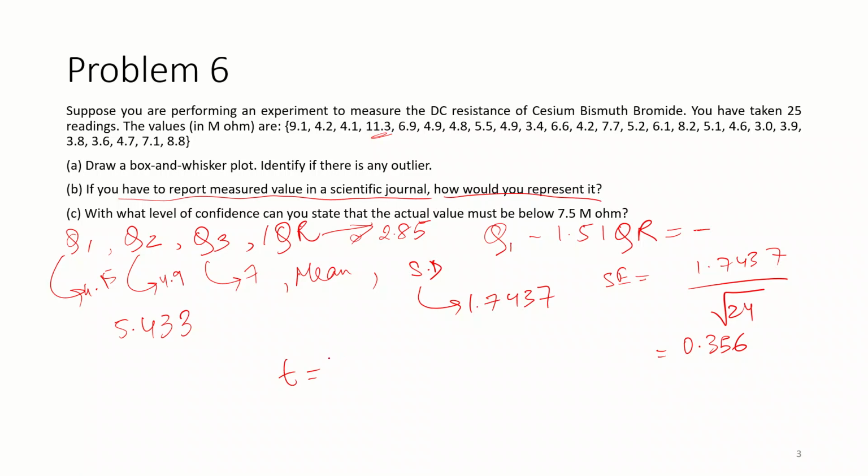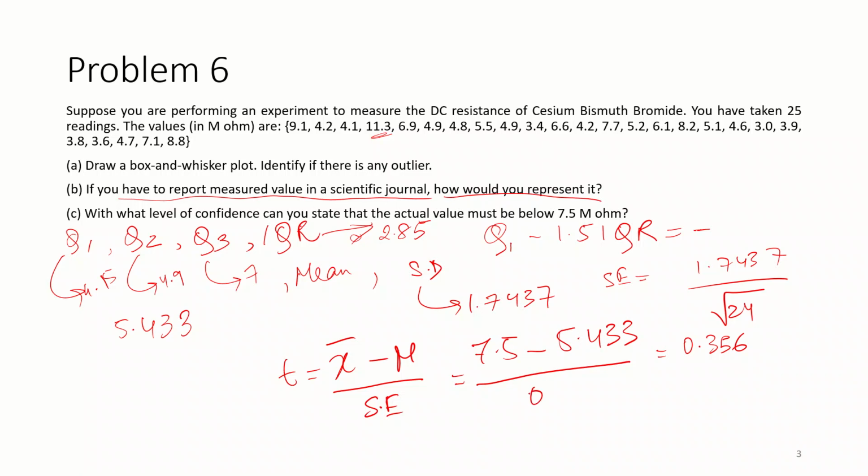So what will be the term here? The test statistic equals x bar minus mu, divided by the standard error. So this will be 7.5 minus the mean, divided by the standard error. I am assuming you have calculated it correct. The degree of freedom is 23. So how to calculate it? It is n minus 1.